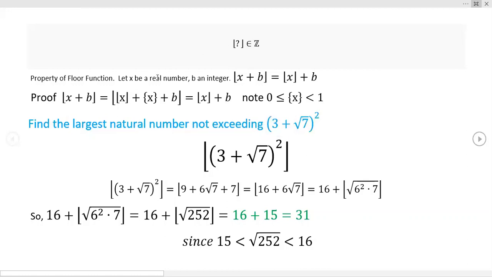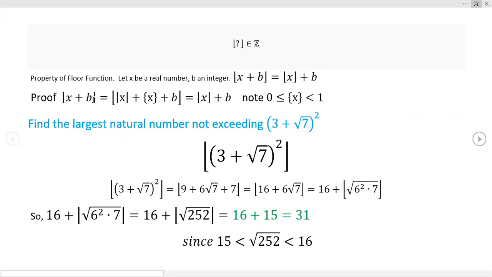All right, now there's a property we're going to use in today's question that says the floor of x, where x is a real number, plus b, an integer, is always equal to just the floor of x plus the integer. That's very easy to believe. You know, the integer is not going to affect the computation on x, but this is a proof.